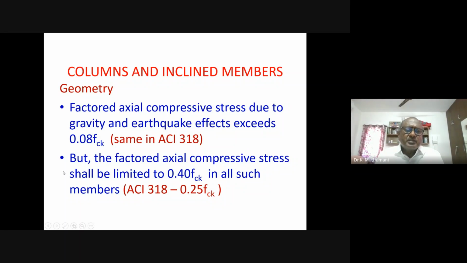The factored axial compressive stress should be limited to 0.4 times fck in all such members. This is what the clause talks about. But in my opinion, this is very important because of ductility. You have a strong column, please understand that. You should have a strong column. At the same time, the column should be ductile. It is better that the maximum stress be limited to 0.4 times fck. That is, for M40, 16 Newton per mm square is the maximum stress that is allowed in the column with the combination of loads. These are all simple things that you have to achieve.